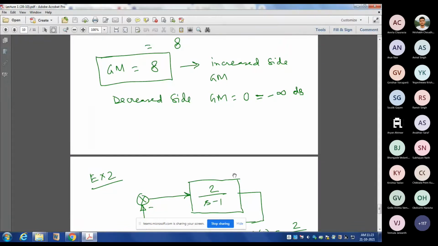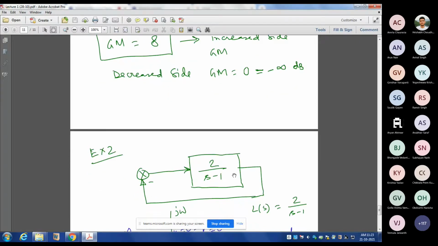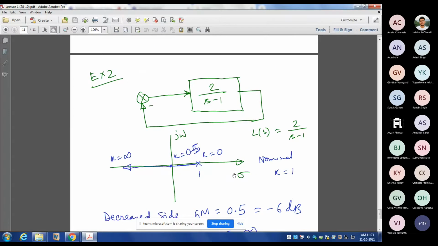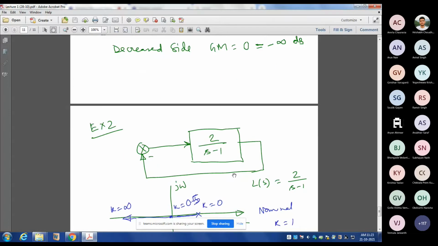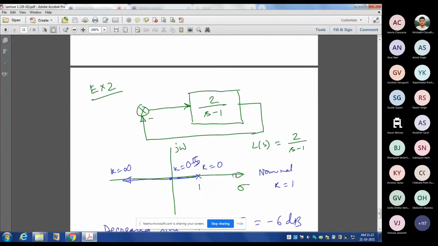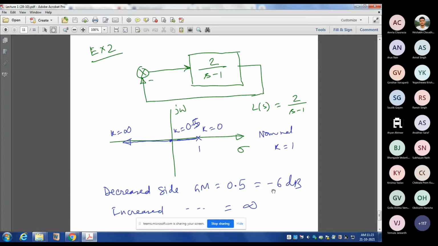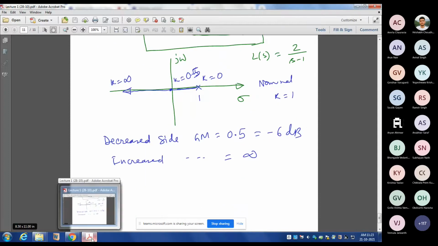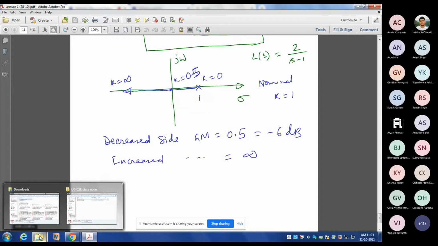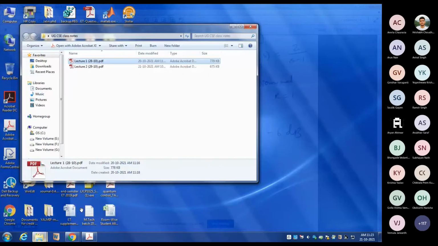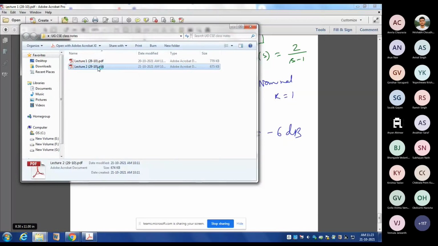Lower side gain margin will not be minus infinity dB. In that case, the lower side gain margin will be more than 0. For example, for this one, it is minus 6 dB. Now we'll consider one example where we'll see something more interesting.